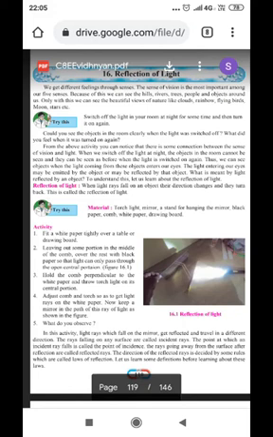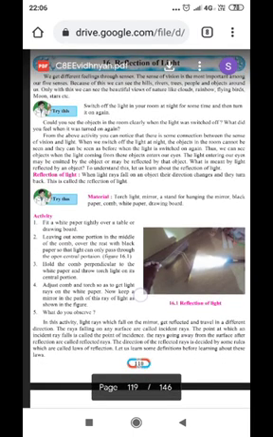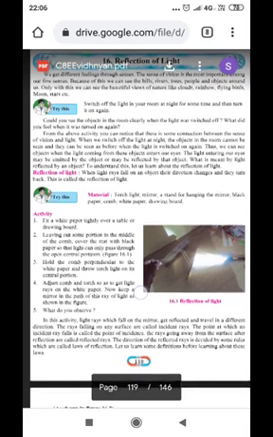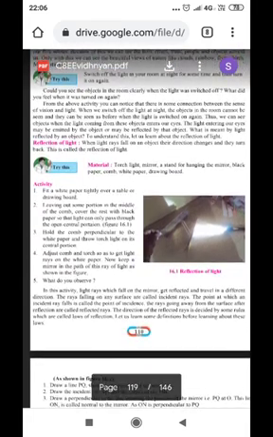Good morning, dear students. Welcome back again with the new session of Science lesson number 16, Reflection of Light. Today we are going to discuss reflection of light. Your first 11 lines have been omitted for this syllabus. So we'll start directly with reflection of light.